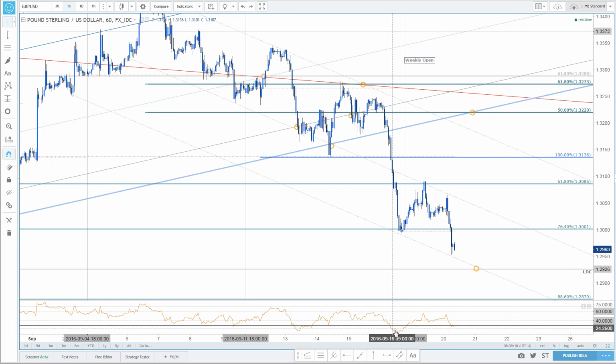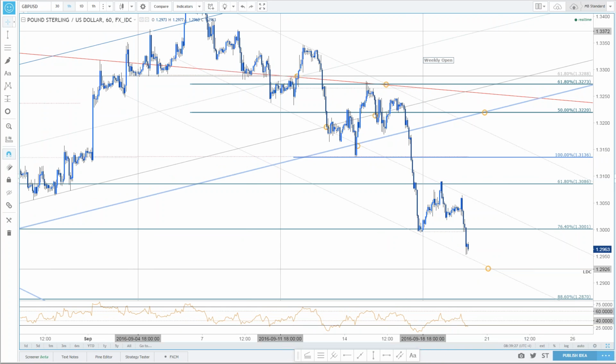Remember, as long as the momentum signature is sub that 30 level, that's the propensity for the market to see the steepest drop. So I don't necessarily want to fight this here, but I am looking for some exhaustion a little bit lower down.